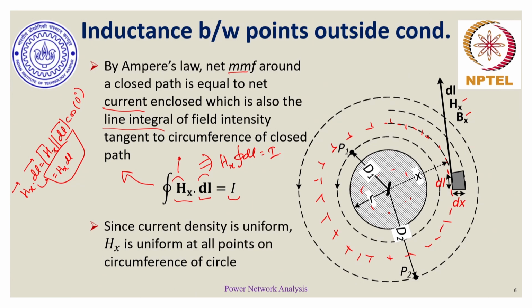Since our point of concern is outside the conductor, the net current present is I itself, which is the total current present inside the conductor. For internal magnetic flux lines consideration, this I was replaced by I of x, the portion of current depending on the distance x from the center along which the circle was considered. Here in the expression, I is independent of x. Given that the current density is uniform, H of x is going to be uniform at all points in the circumference of circle x.